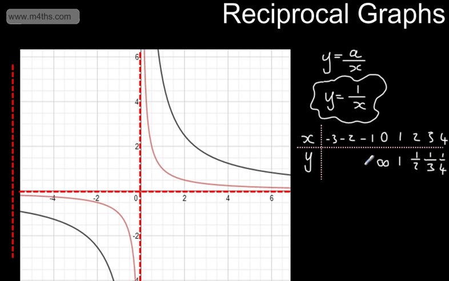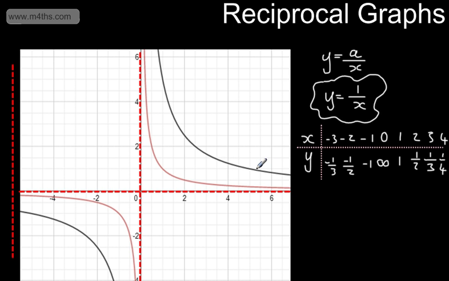1 over minus 1 is going to give me minus 1, and we can locate that point just here. 1 over minus 2 is minus 1/2, and that's going to be the point just here. We've got 1 over minus 3, which is minus 1/3, which is going to be the point here, minus 1/4, and so on and so forth. So that now gives us a reciprocal graph.